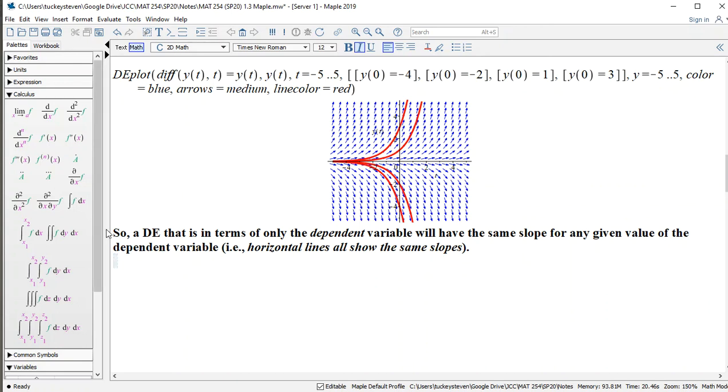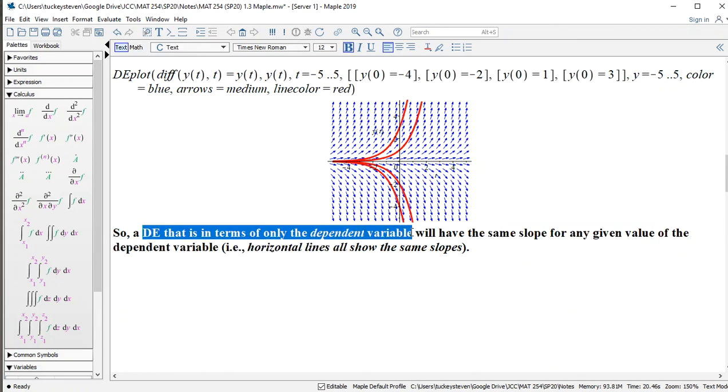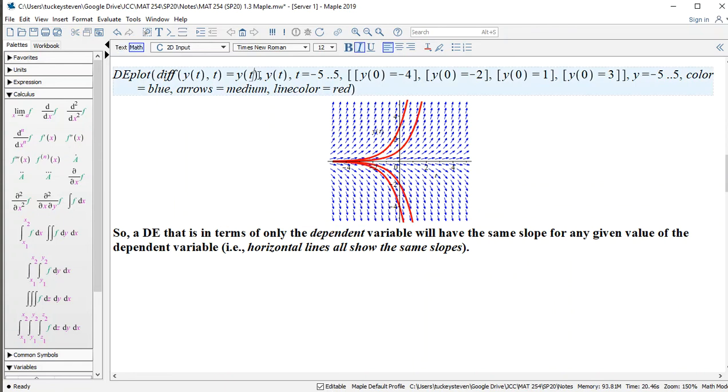So disregard this. The punchline is, if you have a differential equation that's in terms of only the dependent variable, you have the same slope, not vertically, but horizontally. So you can see no matter where you look horizontally on this graph, the arrows are always pointed in the same direction. If you go down here, horizontally, the arrows are pointed in the same direction. And that's because, in this case, we've got a differential equation that's only in terms of the dependent variable, an autonomous differential equation.